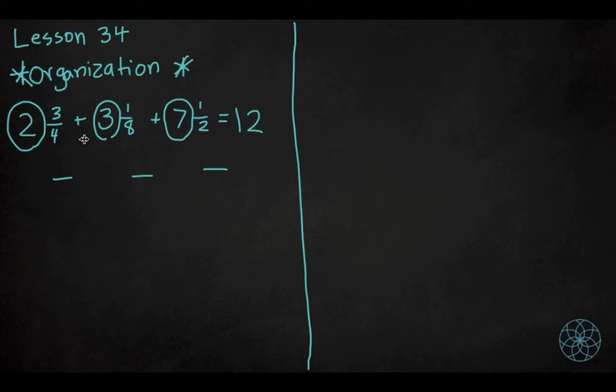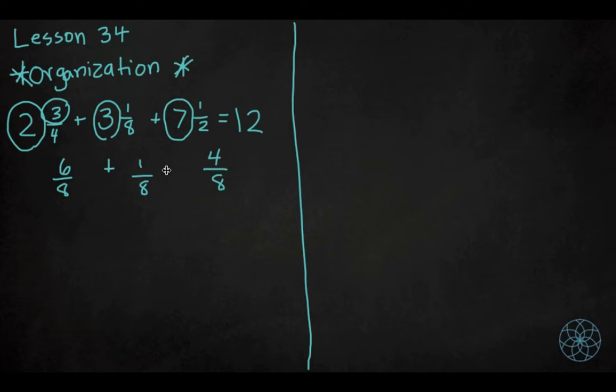We have fourths, eighths, and halves. So the lowest common denominator would be an 8. This one's already an eighth. So let's convert everything to eighths. 4 goes into 8 how many times? Well, 2 times. 2 times 3 is 6. This one's already done for us. 2 goes into 8 how many times? Well, 4 times. 4 times 1 is 4.